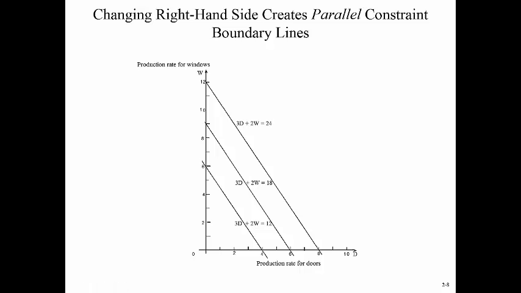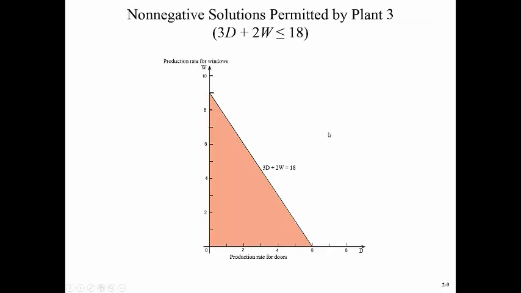Whereas if we have fewer than 18 hours, say we were down to only 12 hours available at plant 3, it tends to move it closer towards the origin. In other words, it tends to more heavily constrain the feasible region.